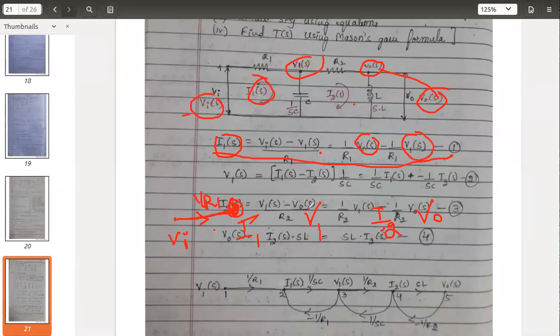So from V1 we are getting, I cannot draw a straight line here because it is a forward path. So instead of a straight line, take one curved line. You cannot join it back like this. In a forward path, you cannot have a backward direction. So this is your negative sign. So it is minus 1 by R1. This is your first equation.